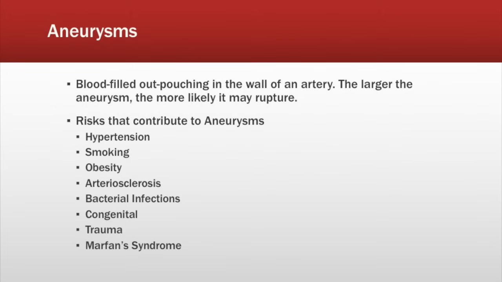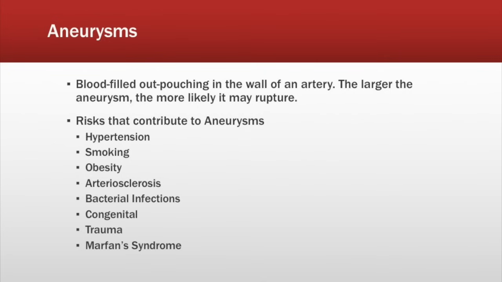Risks that contribute to aneurysm, just know that hypertension, smoking, obesity, arteriosclerosis, bacterial infections. It could be congenital. Your family history of aneurysms, we often check that in primary care, just part of your physical exam. Trauma, and Marfan syndrome. This is one of the connective tissue diseases that I mentioned earlier, and that could be on the test. But people with this syndrome are typically taller, more skinny, lanky looking, often have aneurysms and other connective tissue disorders. These people are more likely to have a risk of rupture.